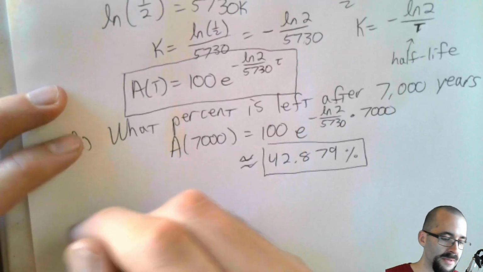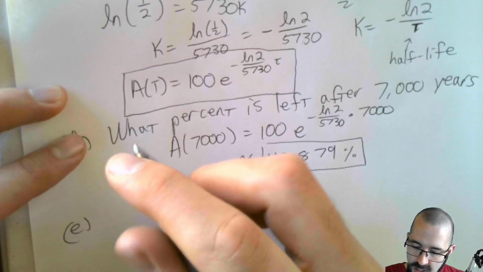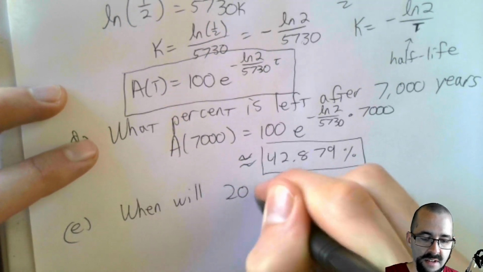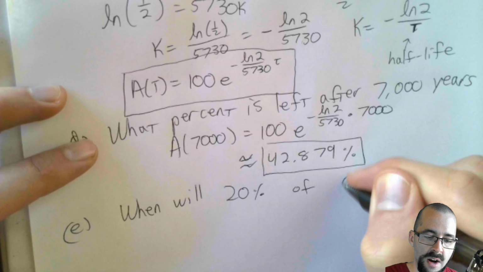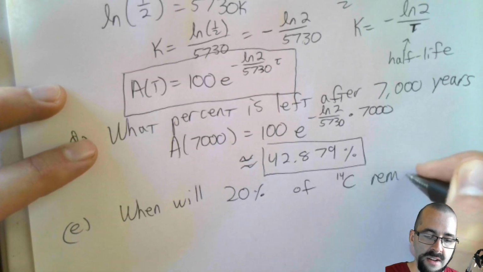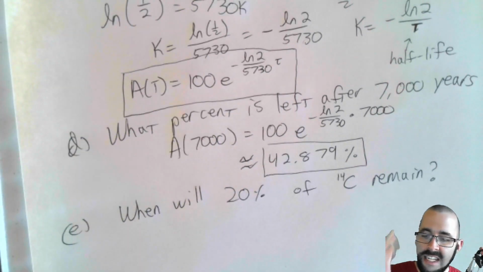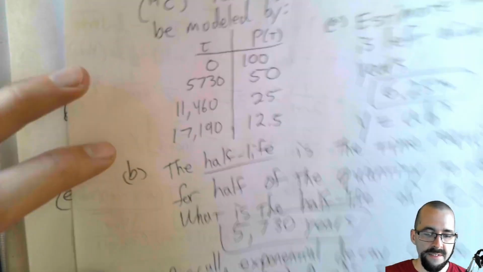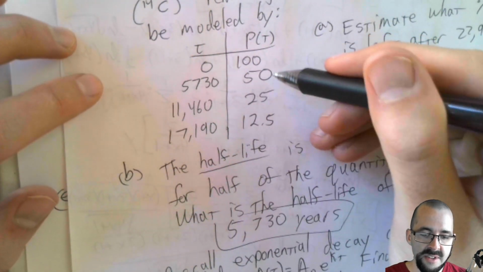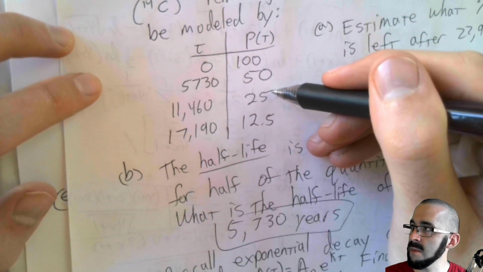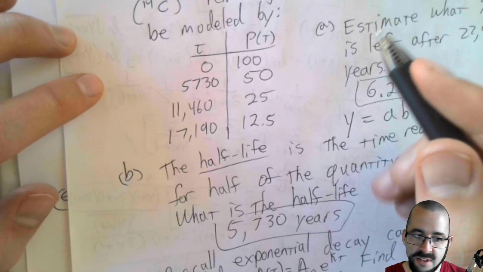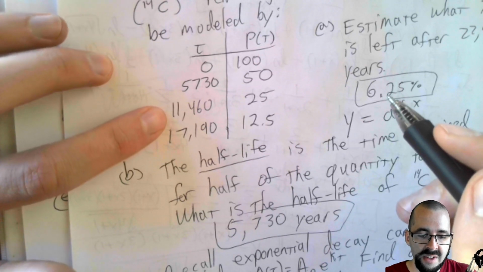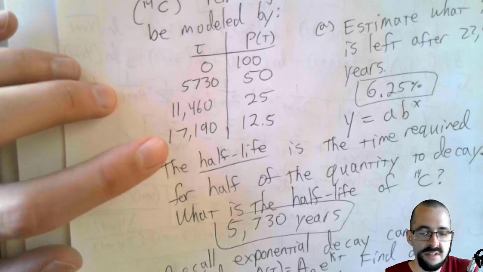All right, let's finish off this example. When will 20% of the carbon-14 remain? And again, we have an idea of what our answer is going to look like. Here's when it's 100% left. Here's when 50% left. Here's when 25% left. The question's asking when is 20% left? Well, it's going to be a little after this time. So some number between like 12,000 and 17,000 years. A long time.